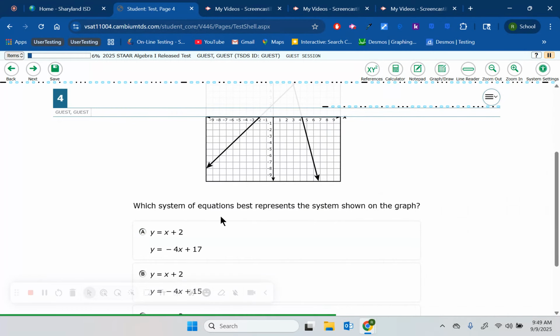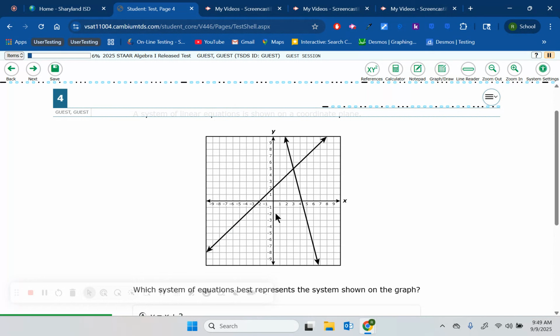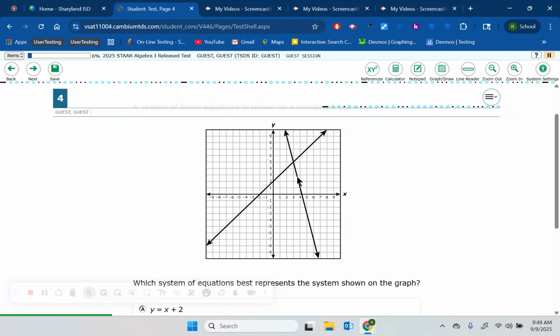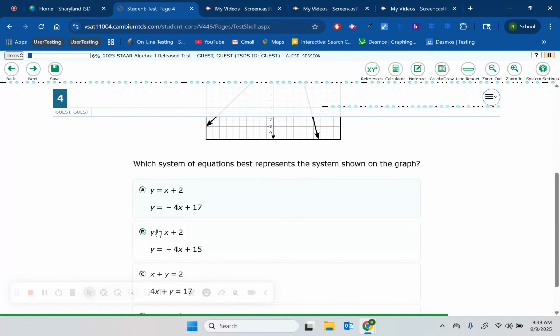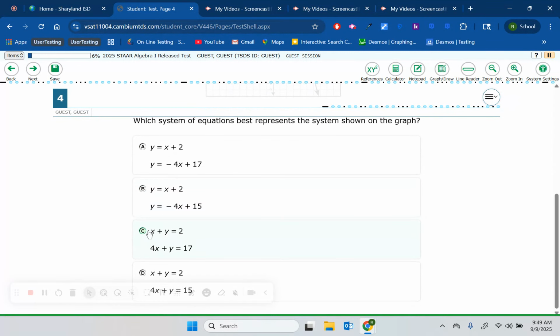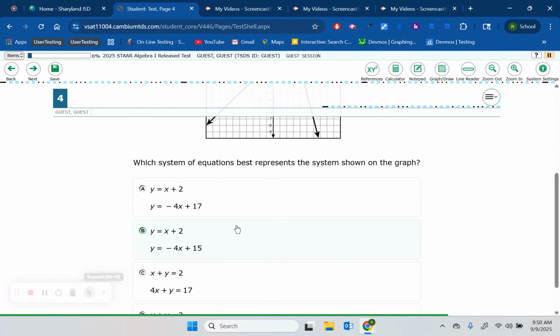Okay, which system of equations best represents this? So these graphs are one of these. If they match and they cross at 3, 5, that's the answer. These are already solved for y. These two are not, but remember, x equals 3, y equals 5, and we're going to use that in a little bit over here because we're going to just plug in for our problems. I don't want to do any writing if I don't have to.